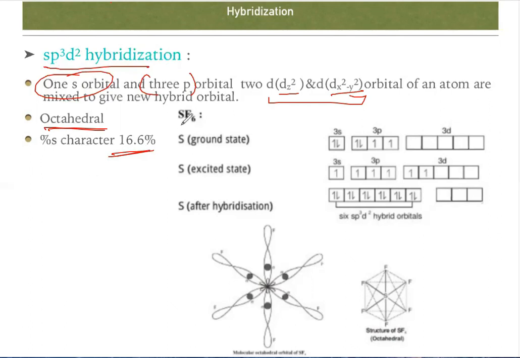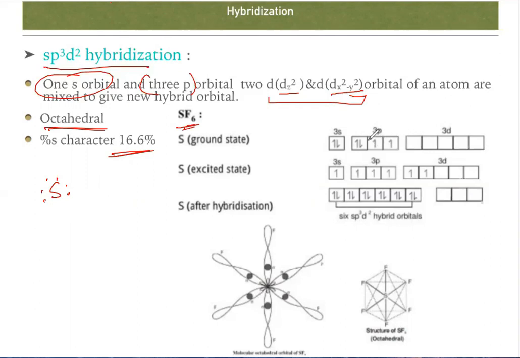Next, what is the example? SF6. Sulfur. As we already know, sulfur has 6 electrons in its outermost shell. So 6 electrons: 3s2, 3p4. It has to bond with 6 fluorines. That means it must have 6 unpaired electrons.